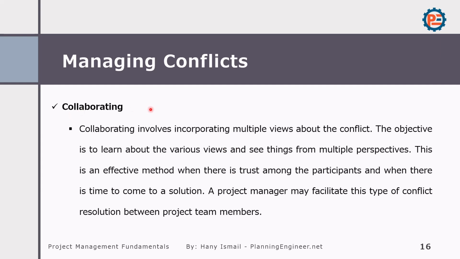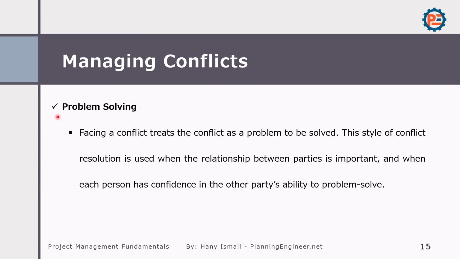Collaborating involves cooperation and multiple views about the conflict. The objective is to learn about the various views and see things from multiple perspectives. This is an effective method when there is trust among participants and when there is time to come to the solution. The project manager may facilitate this type of conflict resolution between project team members. If you have a conflict between two of your team members, you should collaborate and solve the problem. But if you have a problem between you and your client, you should try to solve the problem.